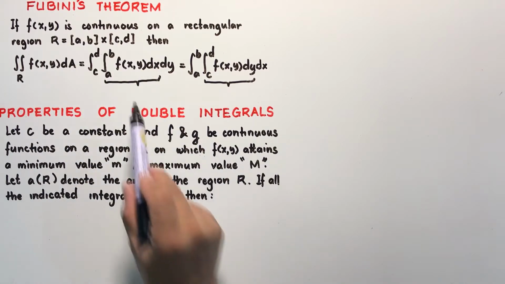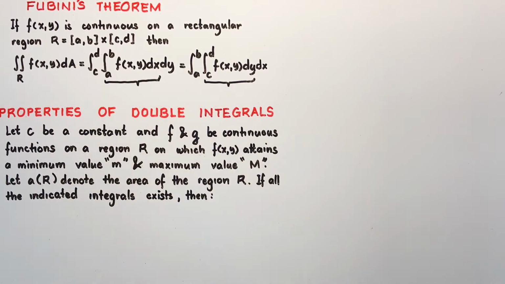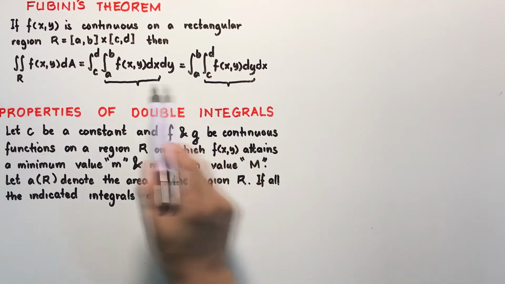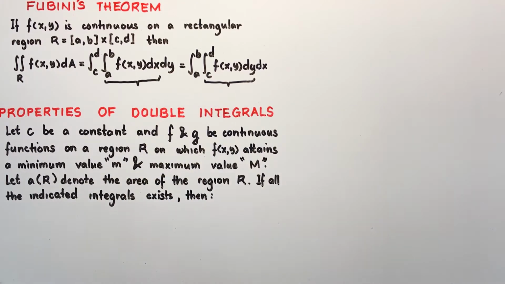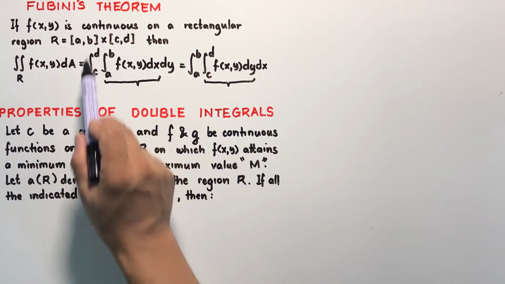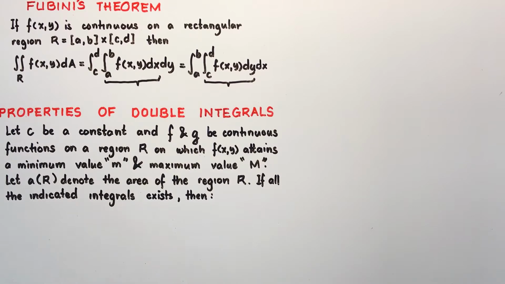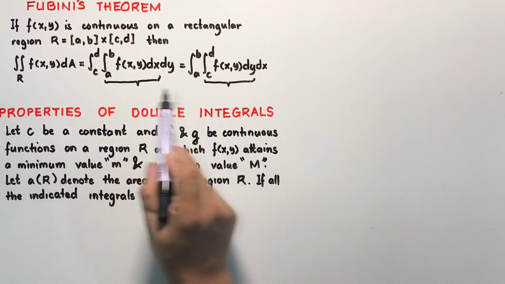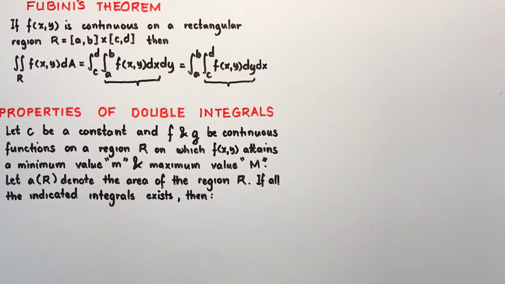So reversing the order of integration will not affect the result, since our domain is a rectangular region. And since the domain is a rectangular region, therefore our limits of integration are all constants here. And this is illustrated in the example that we have in the previous video.